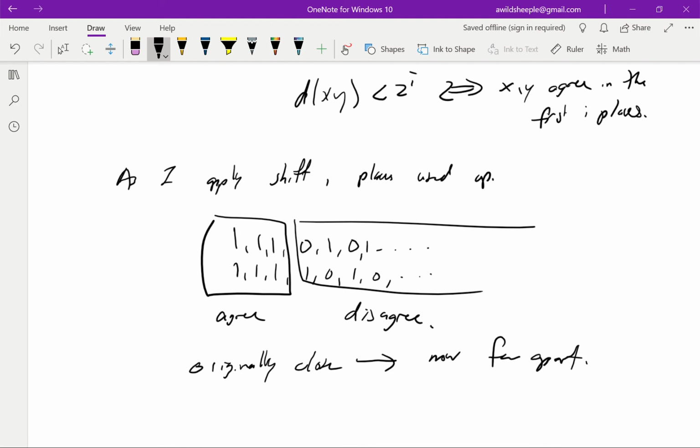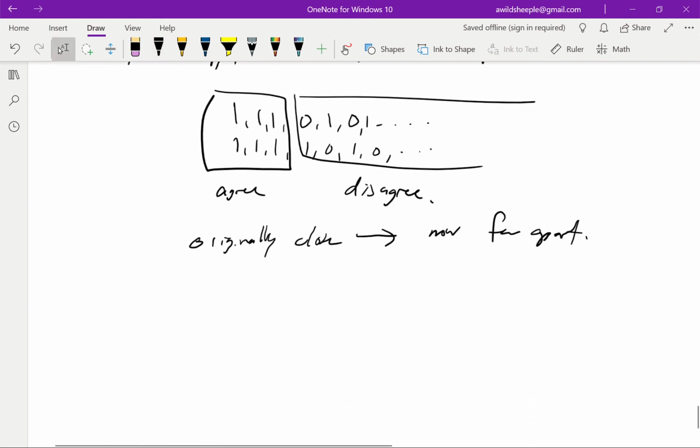So this establishes sensitive dependence on initial conditions, and therefore the solenoid cannot be a covering space of the circle based on what we've said so far. Okay, so that's everything I wanted to say about this story about solenoids.